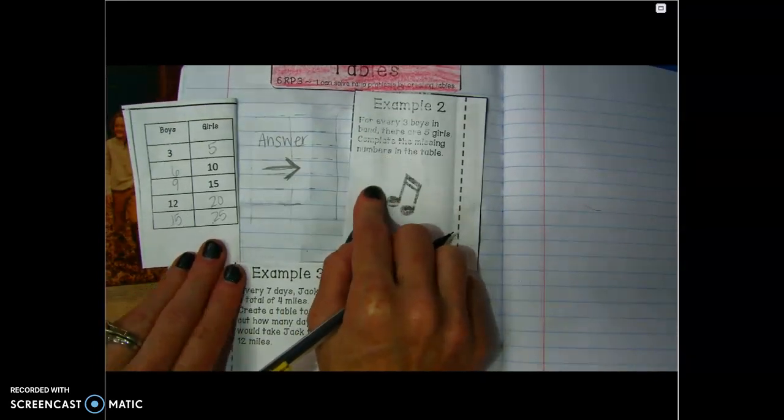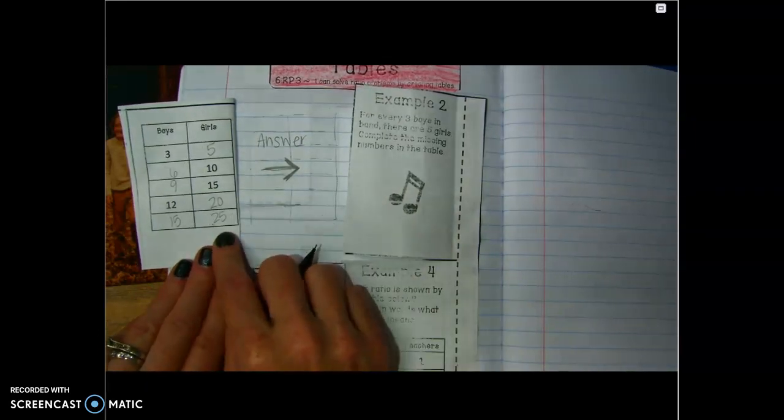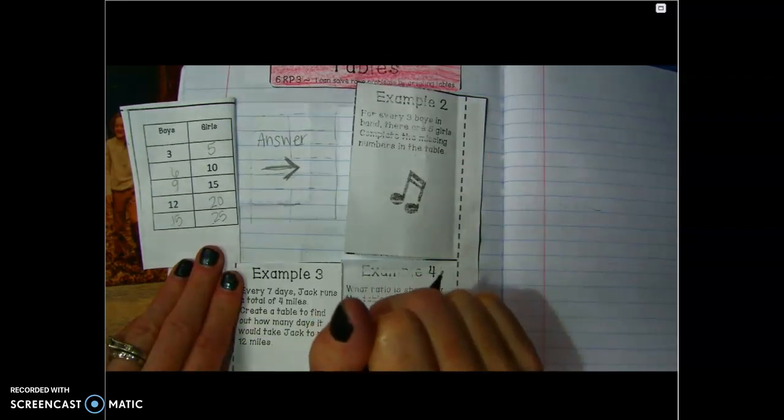So that's all we had to do on this one. It just wanted us to complete the table. So sometimes you'll have a problem like this and it'll just have some empty spaces and all you have to do is fill in the blank. So that's all you have to do on that.